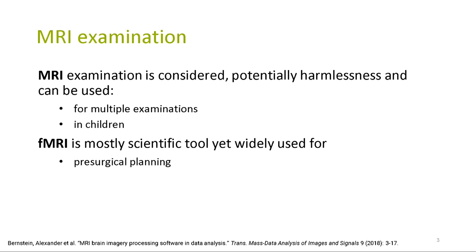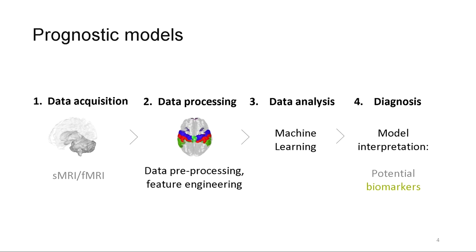So the whole pipeline on MRI data started from the MRI data acquisition. And why MRI? It's because it's widely spread and considered potentially harmless. So we can do it in children and for multiple time examination. So we can go exploring not only brain anatomy but brain function as well. So the whole pipeline could be described as this: data acquisition, then pre-processing, machine learning pipeline, and then the interpretation.